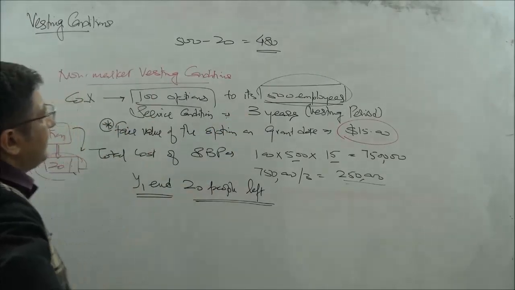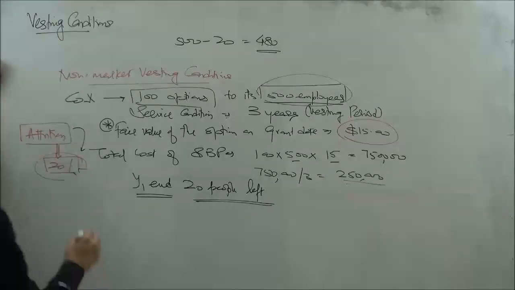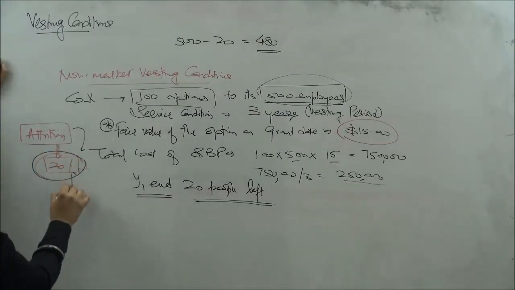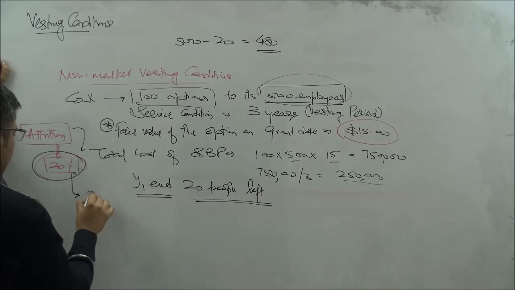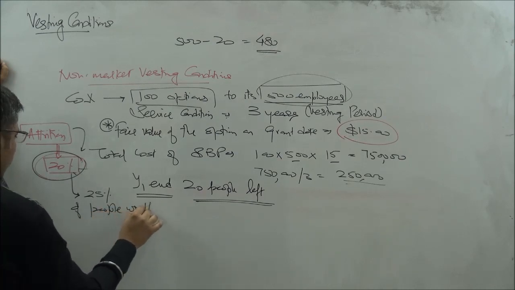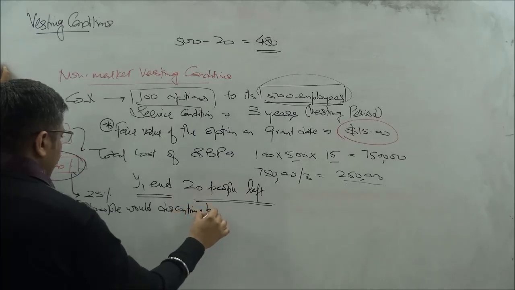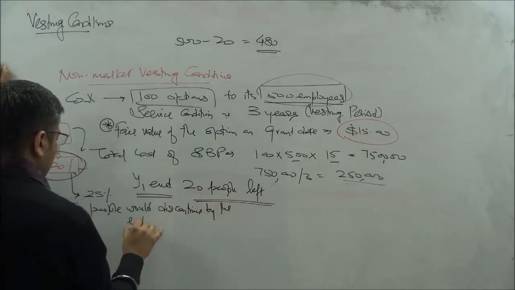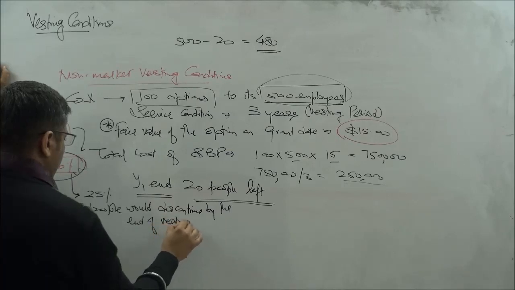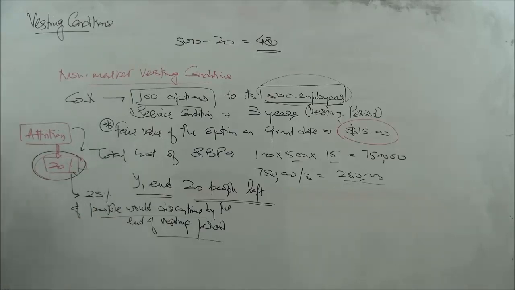Okay, so if I say that, I'm essentially looking at what would be my attrition, and let's say, putting a number here, that essentially 25% of people would discontinue by the end of the vesting period. Okay, that essentially means that now my calculations would change.